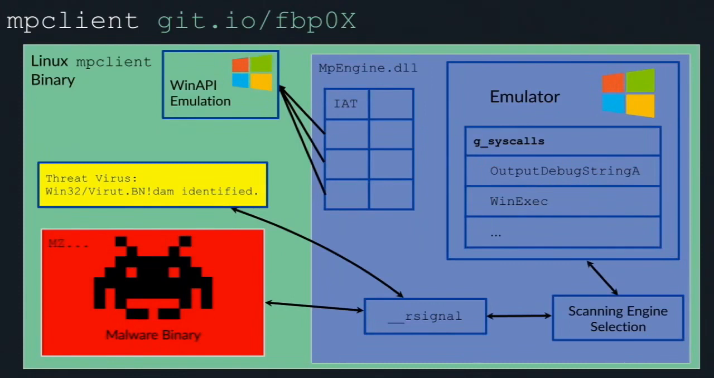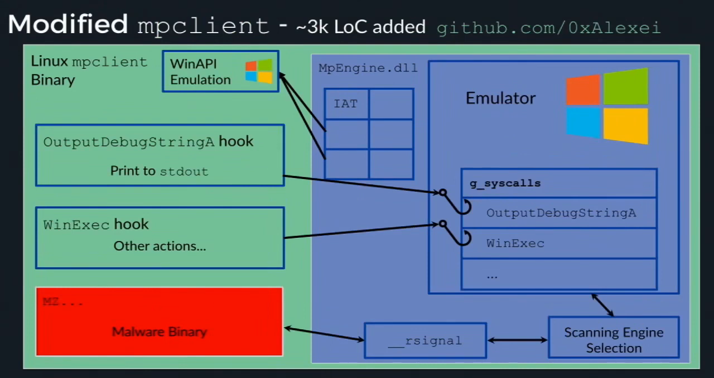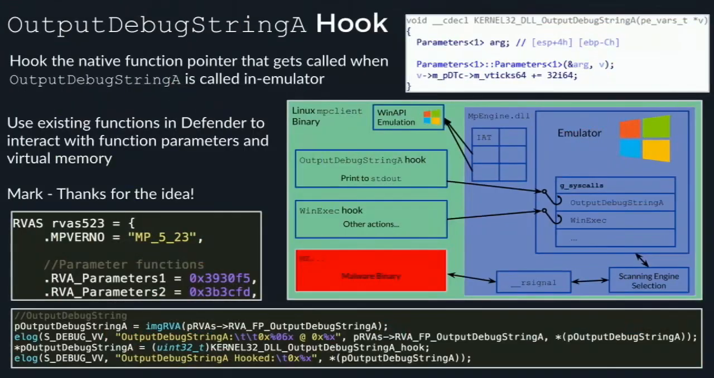Remember, this is the original diagram of Tavis Ormandy's loadlibrary tool that I showed you, where we have all this kind of stuff, and in particular the gsyscalls call table, which is a table of function pointers for functions that are called when various Windows APIs are called inside the emulator by the malware. I modified MpClient with about 3,000 lines of code, and in particular I hooked the gsyscalls table and replaced Defender's implementations of various OS API emulations like OutputDebugStringA or WinExec with my own function pointers. So let's see what that looks like.